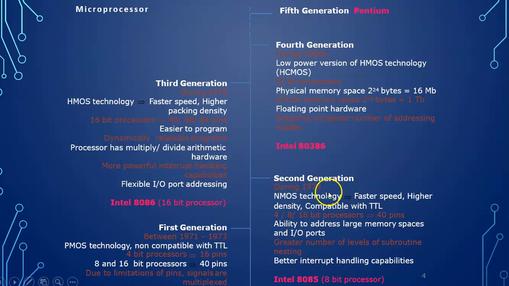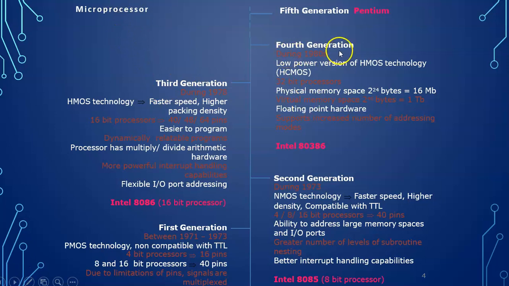And for the second generation, in 1973, they invented the Intel 8085, an 8-bit processor. With the 8085, they enhanced from 4-bit to 8-bit and 16-bit. And then for the third generation, during 1978, it is the Intel 8086, a 16-bit processor. So you will learn the Intel 8086, which is the third generation of Intel microprocessor.